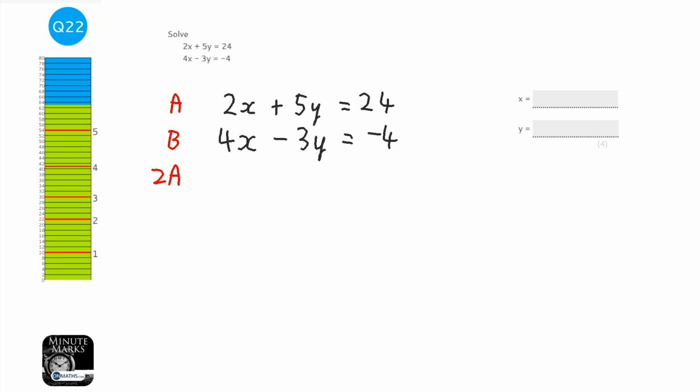So I'm going to double everything in A. So double the 2x to make 4x, to make the x's the same. Double the 5 before the y, so that's 10y now. And double the 24 to make 48.